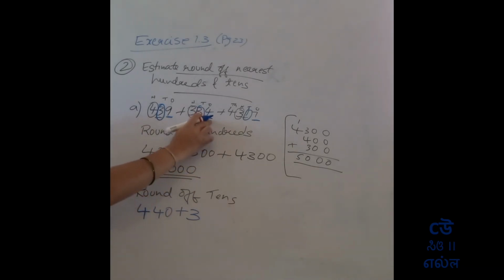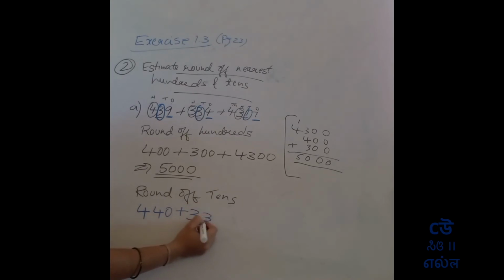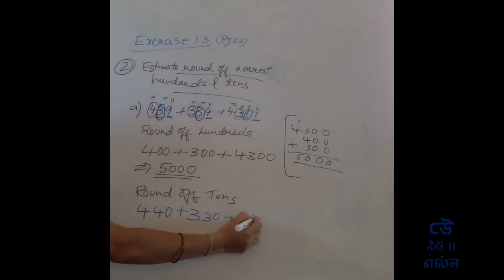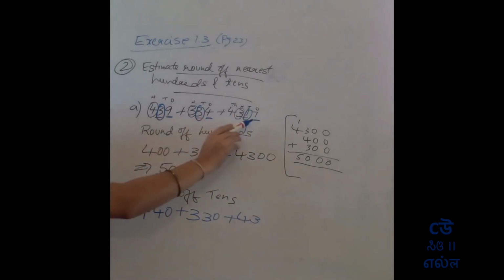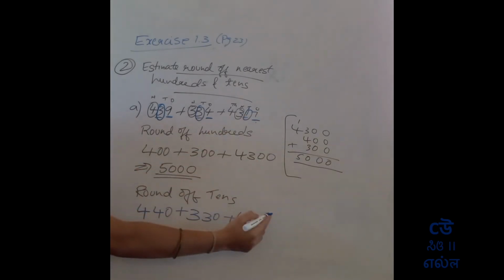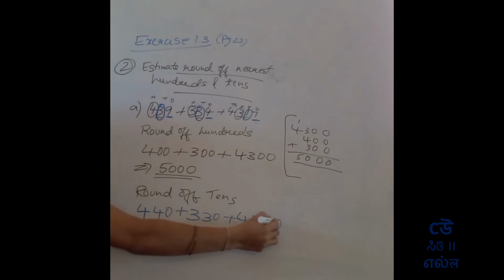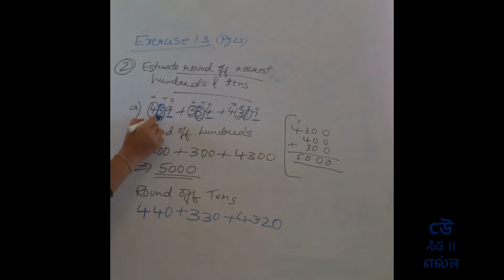Next 4. 4 is less than 5 or greater than 5? Less than 5. So 3 remains as it is. Next 4, 3 will remain as it is. Next 7. 7 is greater than 5 or less than 5? 7 is greater than 5. So you will increase the 1 to 2. Okay. See, this blue marker is tens place, that is rounding off to tens number. This black circle is rounding off to hundreds place. Okay.